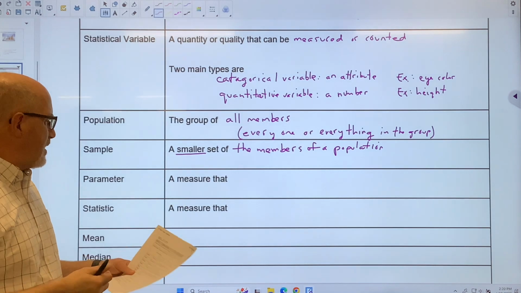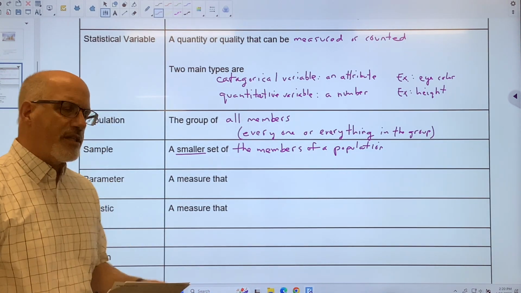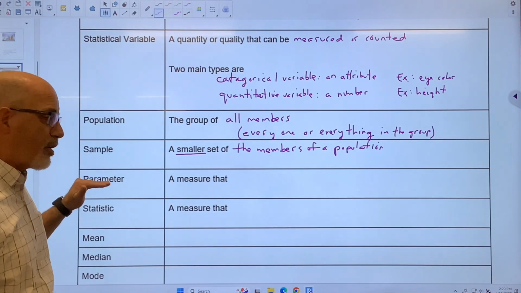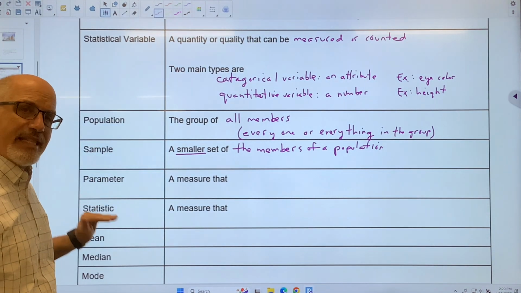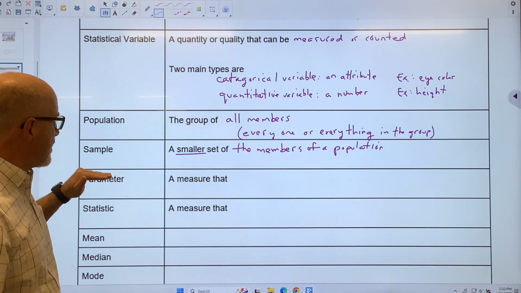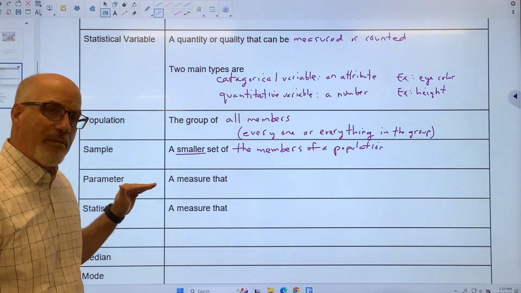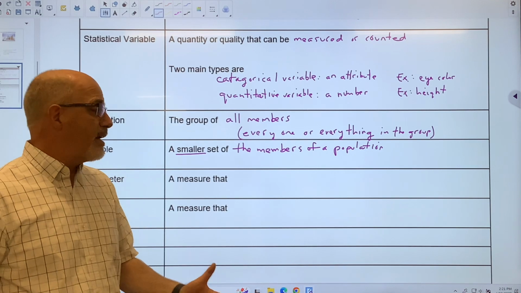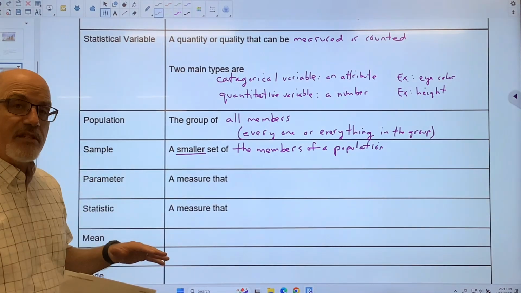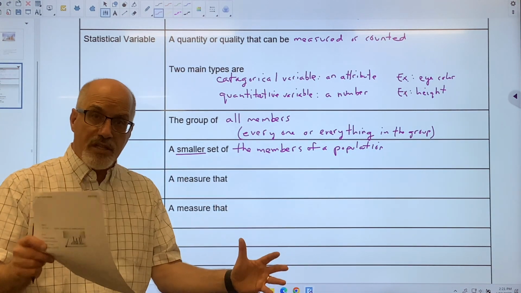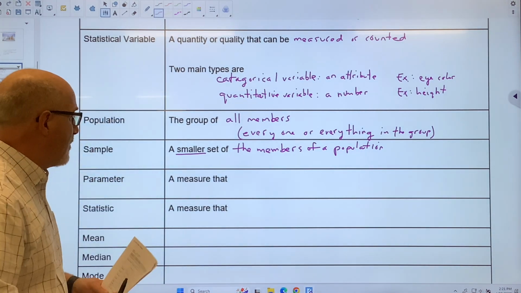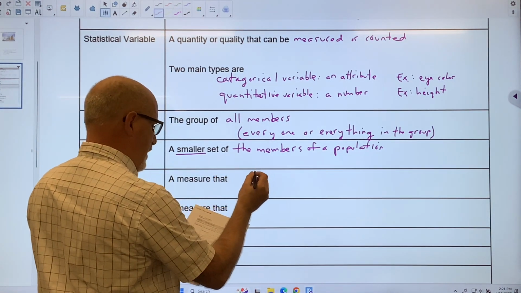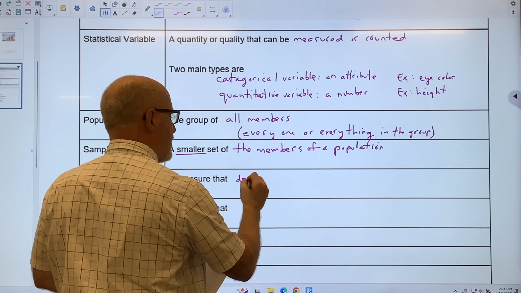All right, so these two, the next two, parameter and statistic, relate to these two. Population goes with parameter, sample goes with statistic. Okay, so in essence, the parameter is some piece of data that I discover about the entire population, whereas a statistic is some piece of data I find about just the small sample that I take. All right, so the parameter, it's a measure that describes the whole population.